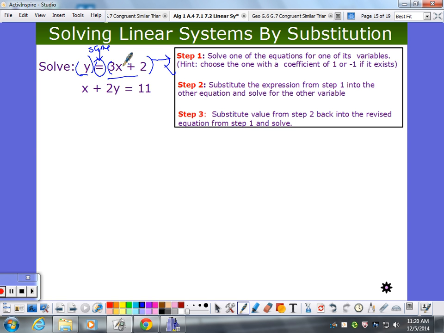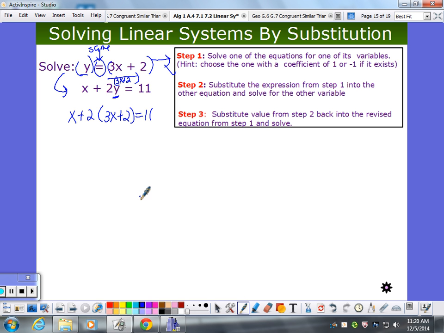So y is the same as 3x plus 2. When I go down here, wherever I see y, you know what I'm going to put in instead? 3x plus 2, because I'm going to substitute the same thing in there. So this second equation becomes this. It's still x plus 2y equals 11. I'm using y's other name, 3x plus 2.